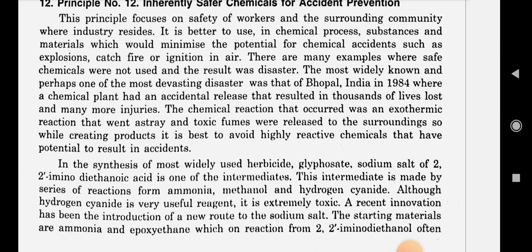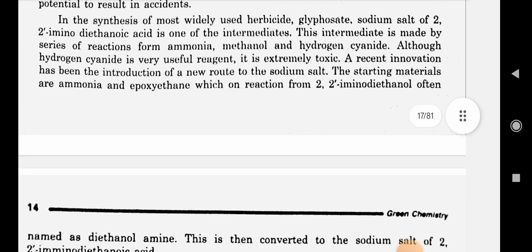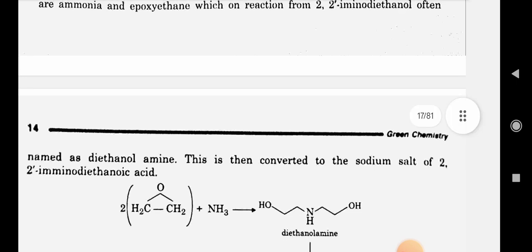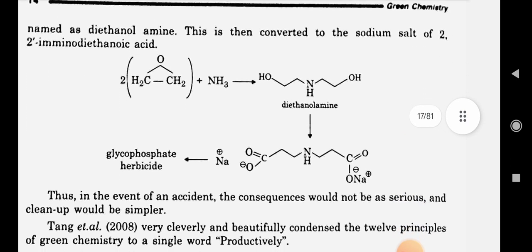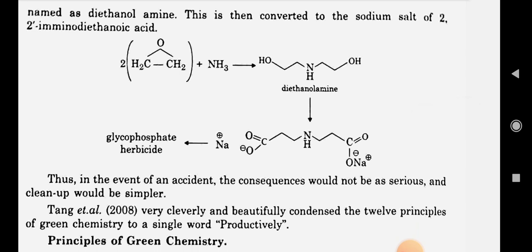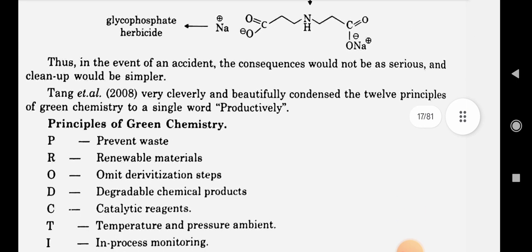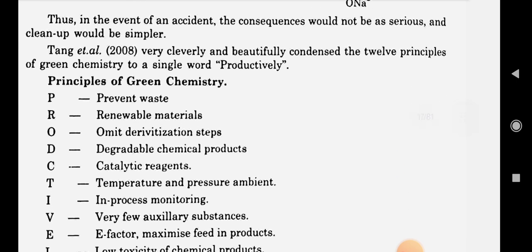A recent innovation has been the introduction of a new route to the sodium salt. The starting materials are ammonia and epoxyethane, which react to give 2,2-iminodiethanol, often named diethanolamine. This is then converted to the sodium salt of 2,2-aminodiethanoic acid. Thus, in the event of an accident, the consequence would not be as serious and cleanup would be simpler.